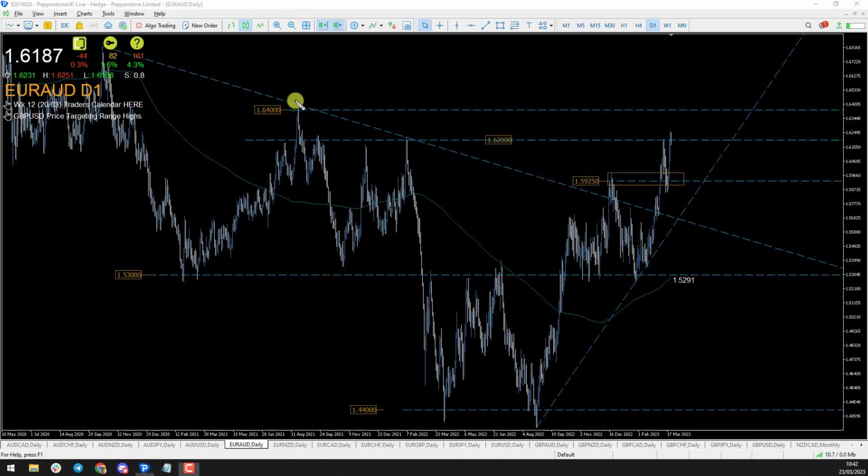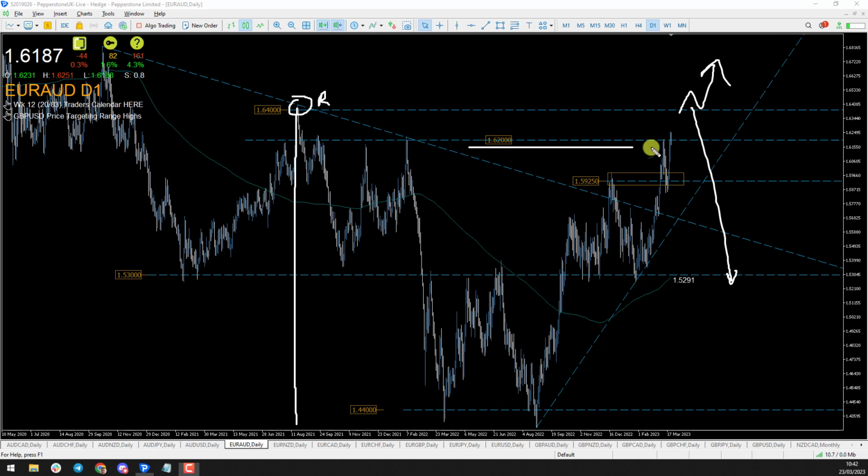Now, the next level of resistance is the 1.64 handle up through here, which were these highs all the way back in August of 2021. So that could be a key area for price to either sell off again from, or for price to break and continue to the upside. 1.62 is the sticking point at the moment though, so I am expecting some kind of selling to come away from here. If not, and price does break above, then we can look for the move up to the 1.64 handle.